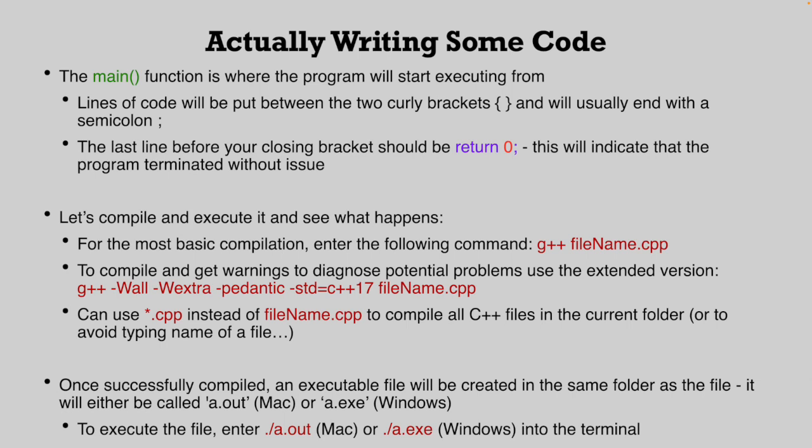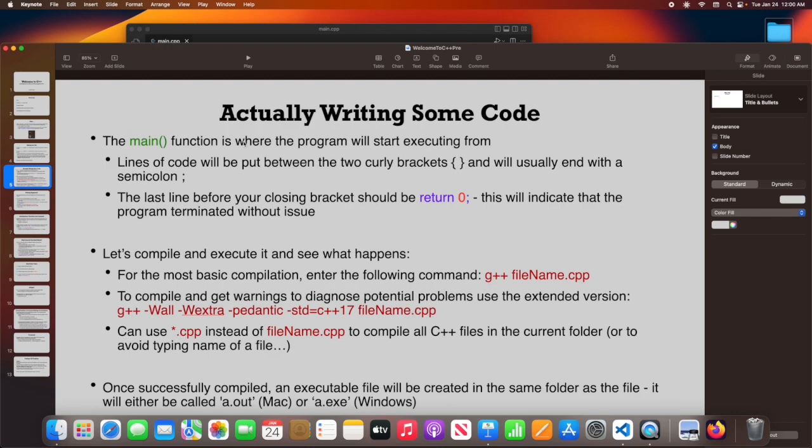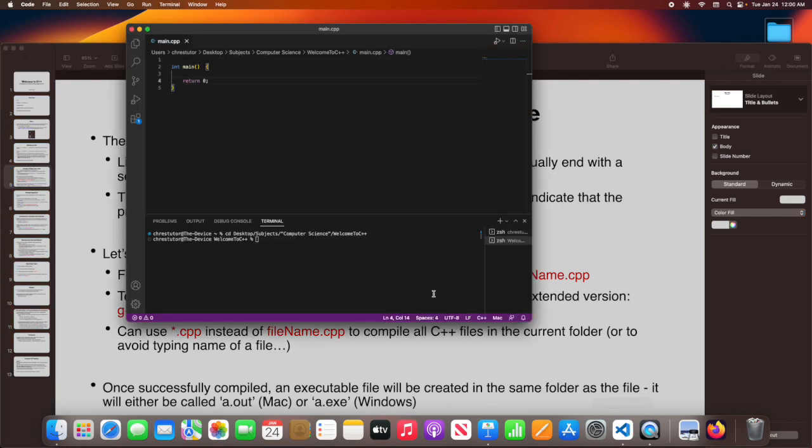And then once you have it successfully compiled, there will be an executable file created. Depending on whether you're on Mac or Windows, you're going to type either ./a.out or ./a.exe into the terminal. So let's do that now, and let's see what happens. See, I already have this. Yeah, here we go.